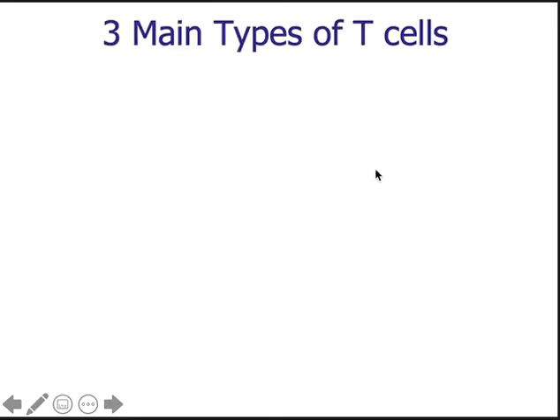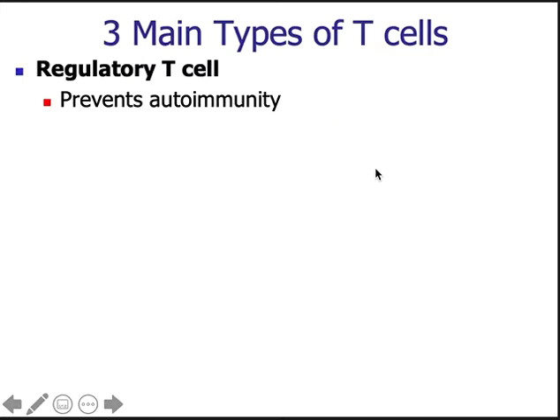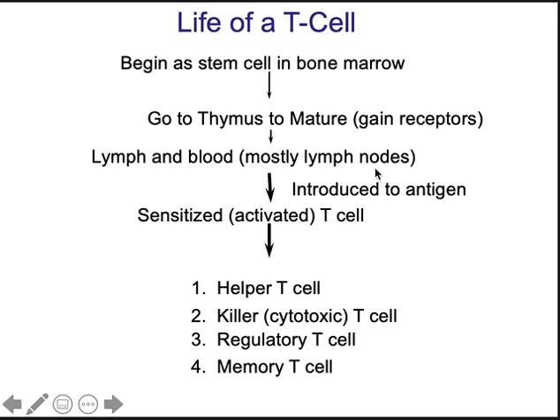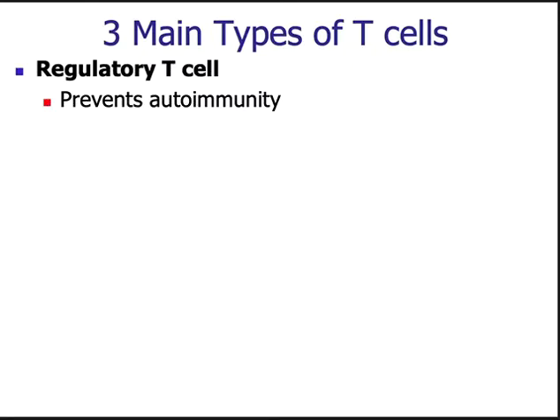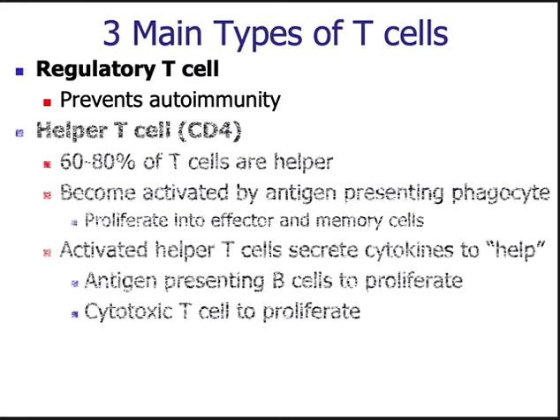I have 4 here, but any one of these, helper T cells, killer cytotoxic T cells, and regulatory T cells, can form memory cells, so I didn't count that as a separate type. Regulatory T cells prevent autoimmunity. They're regulation, right? They're making sure that the T cells are following the rules. You're not going to attack yourself, and you're not going to overreact.